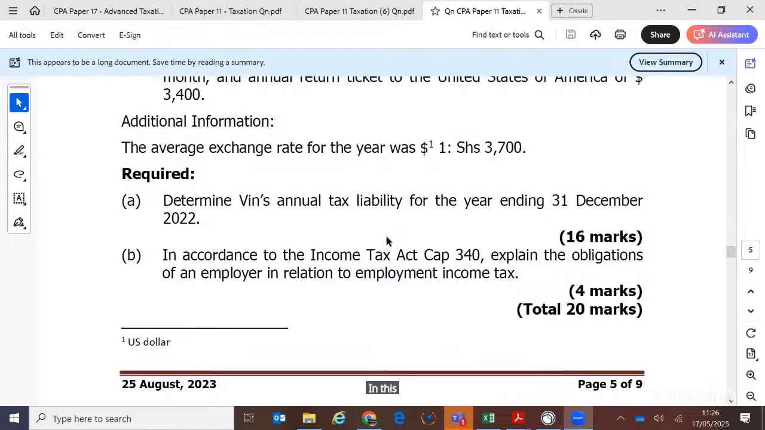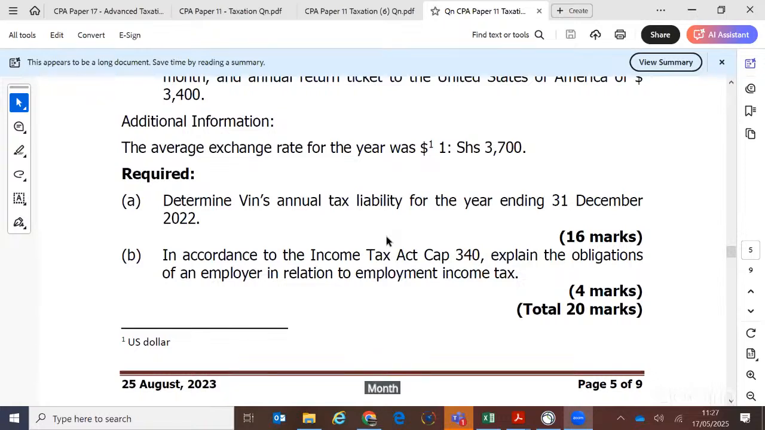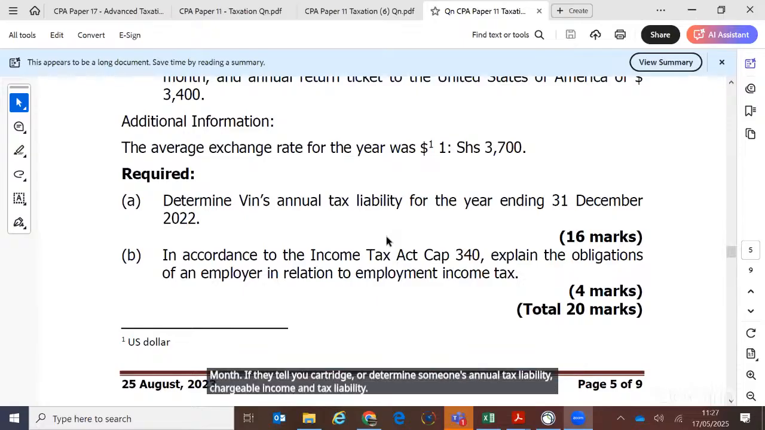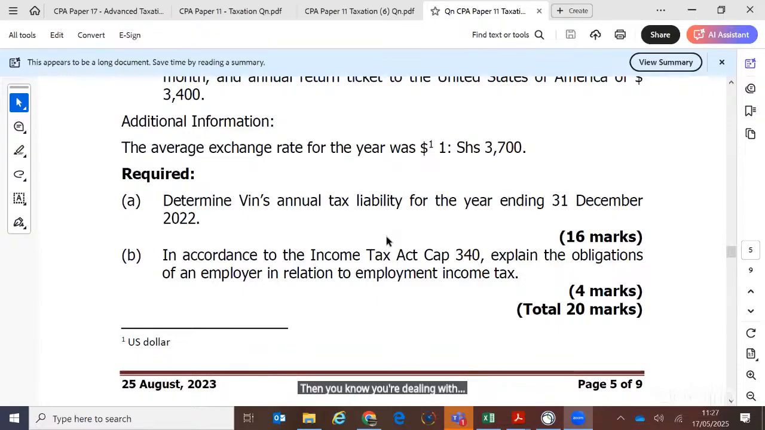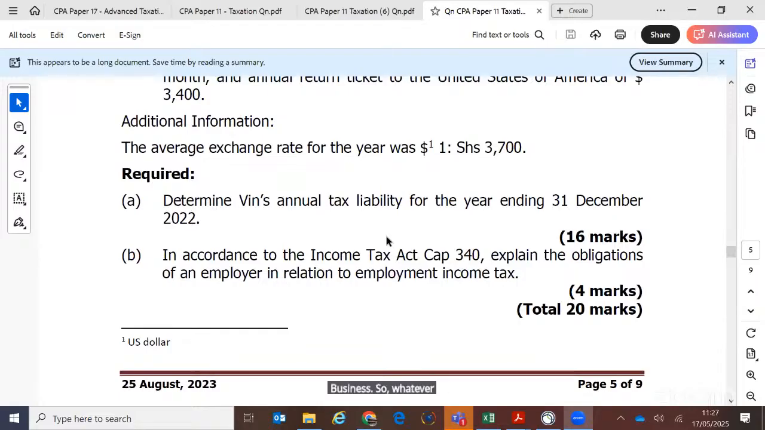I want to warn you now. In this question of employment income, the question can either be annual or monthly. So if they say calculate the chargeable income and tax payable for the month of, you know that you're dealing with only 1 month. If they tell you to calculate or determine someone's annual tax liability, chargeable income and tax liability, then you know you're dealing with a year. But you are aware that some of the things are paid on a monthly basis. So whatever is paid on a monthly basis, you multiply by 12.